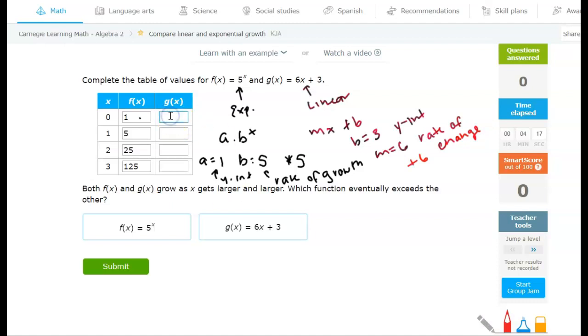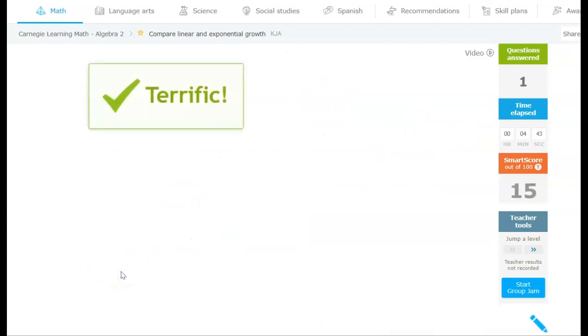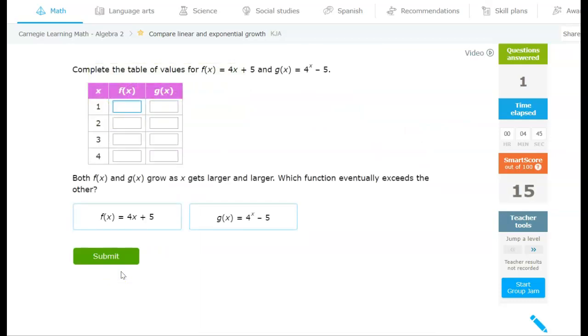So in this problem, I'm going to start at g of x at the y-intercept of 3, and then I'm going to add 6 consecutively because it's a linear function. So 9 plus 6 is 15, and then 15 plus 6 is 21. So obviously the f of x function, which is exponential, is going to grow faster than the linear. So the f of x, or 5 to the x function, is the one that grows the fastest.